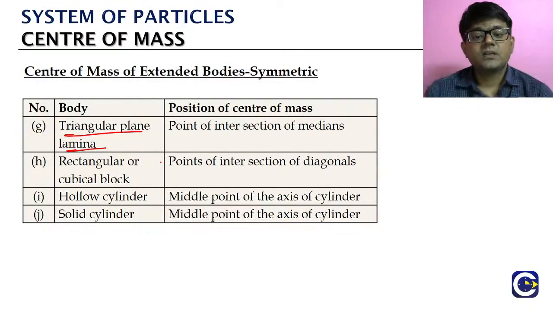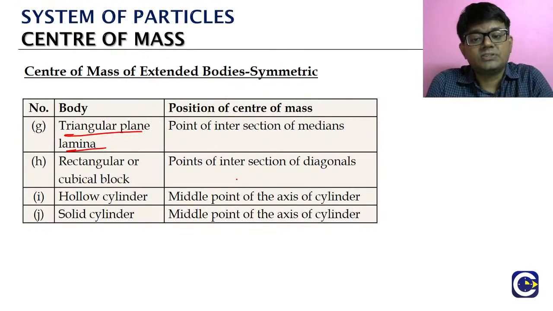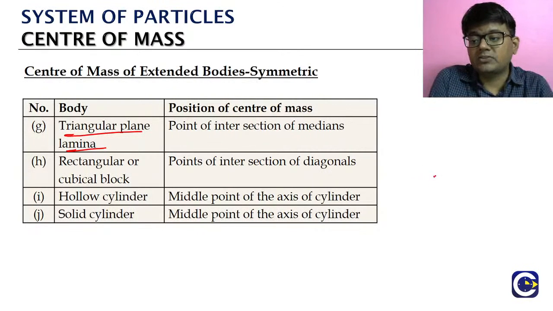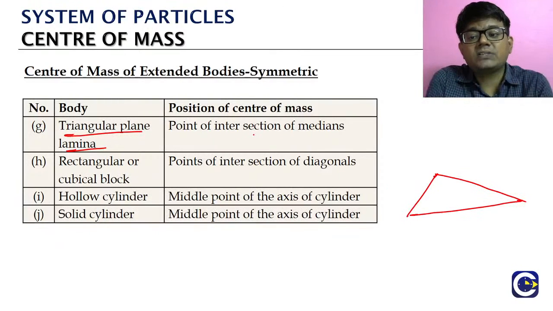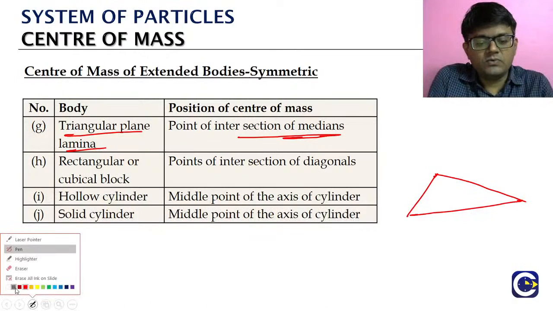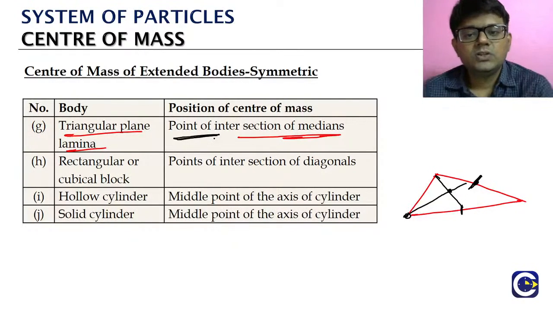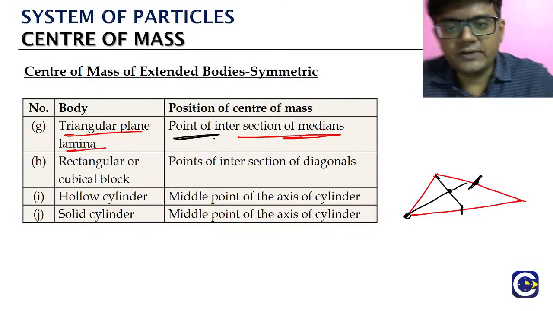Okay? So next, look, a triangular plane lamina. This is important. So all these are what? Symmetric bodies with homogeneous or uniform mass distribution. Look here, in a triangular plane lamina, what is happening? If you take any triangle, you take the point of intersection of the medians. What is the median? The line that is drawn from a vertex connecting to the midpoint of the opposite side. That is the median. Okay? So the point of intersection of the medians is what will be the center of mass location.